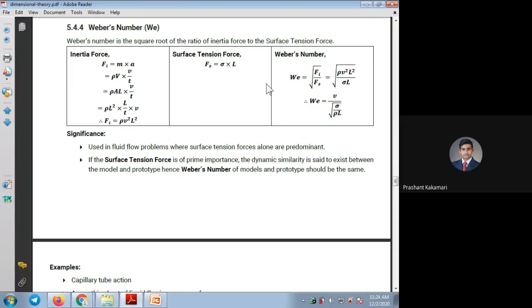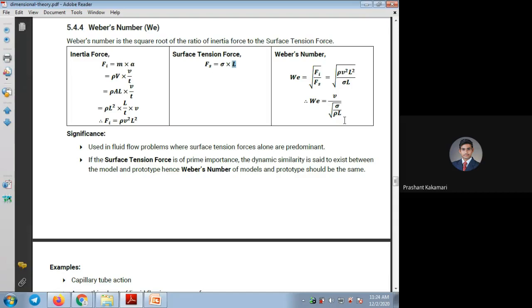Once you take this surface tension, all of you know it by capillary action and droplet, you have studied this sigma, surface tension, into L for a given length. Because it is not acting on the area, it is acting on the boundary of the circle or a hemisphere or a sphere, or only on the boundary of the capillary tube. So that length, the diameter, is taken. Sigma into L is taken here. So for the Weber number, after taking this ratio, we will get V by square root of sigma by rho L.